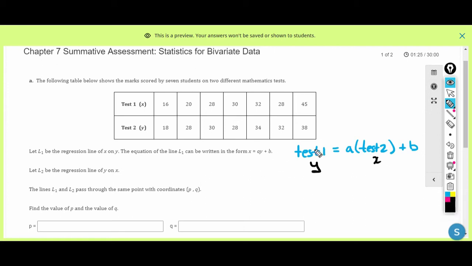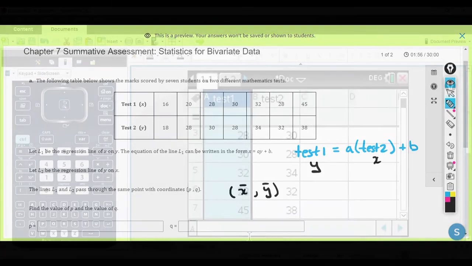If you do this backwards x equals function of y business, both lines will go through x bar and y bar. I'm referring to the x and the y that's labeled in the table of values. Okay, so let's go have a look at our calculator, type the data in, and run a regression. And just keep in mind, a moment of sanity, I want to make sure test 2 is x, and I use that to predict test 1.